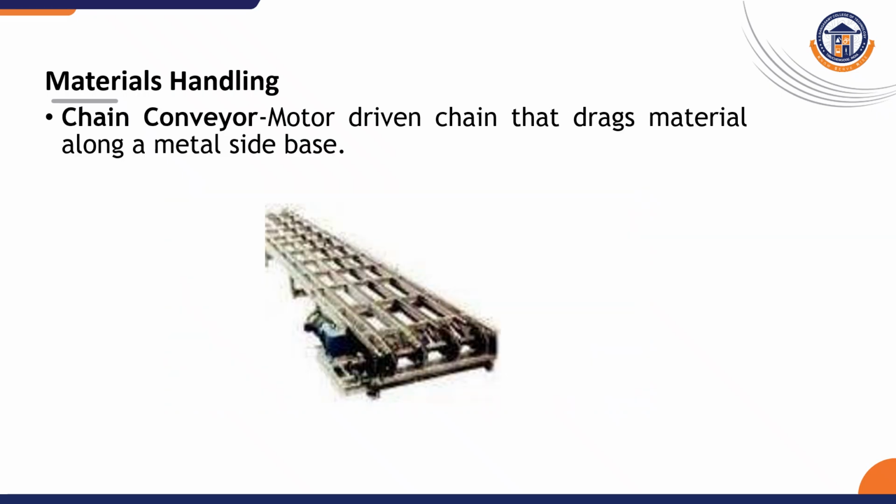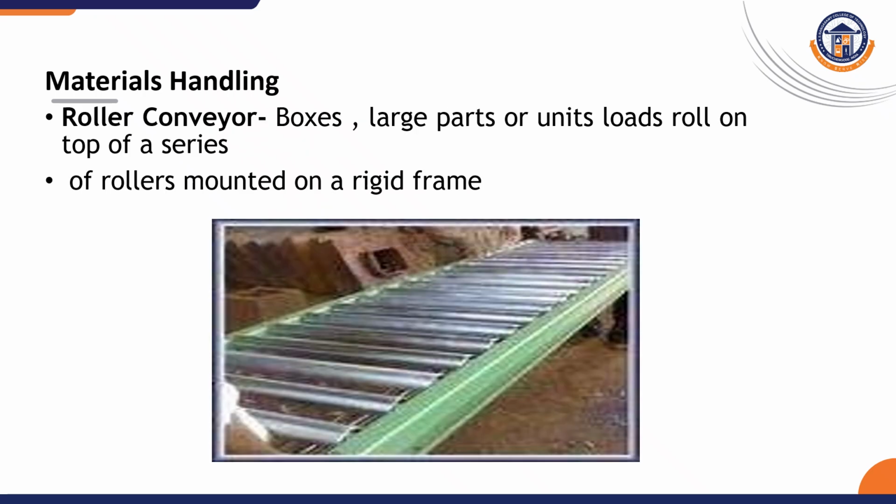Then chain conveyor, the same conveyor but in chain form. It is motor driven, and drags the material along a metal slide base. So this is there, but in the textile industry this is not used. But this is also a system. Then roller conveyor. This is a roller conveyor, where boxes, large parts, a unit load, rolls of paper are used. This is used in some warehouses where fabric is being stored.